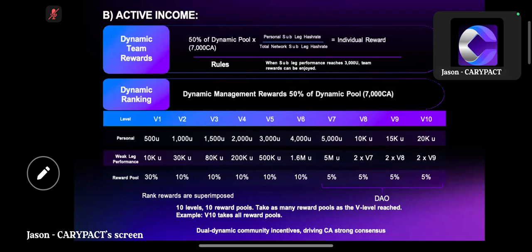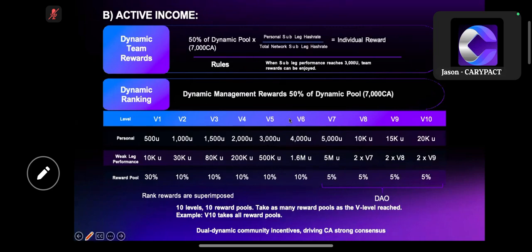Once you achieve the ranking of V2, you will still be entitled to the income in V1 as well. So you still own the share in V1. You'll be getting two incomes, V1 and V2. Now, let's say you're going up to V6. The personal staking is $4,000, and your small leg sales must be more than 1.6 million, and your reward pool is 10%.